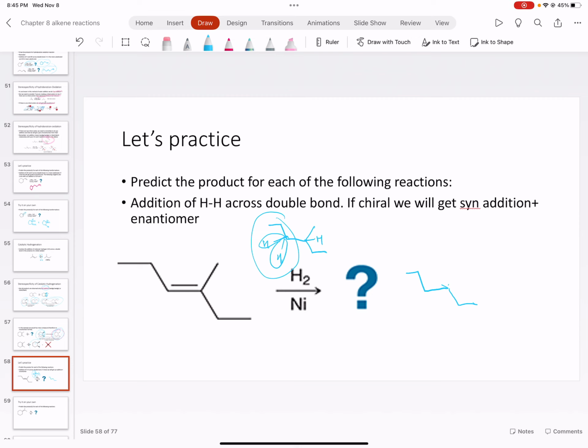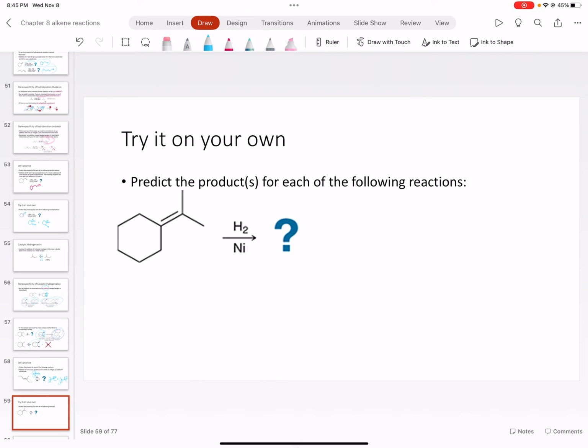So then let's see, I'll get this one and I'll get this one. But if you really want to, I can always show, just for purposes that we're doing that syn addition. And then I will add my hydrogen, then this one, and then I'll have my hydrogen in here. So just syn addition. So then you can try it on your own.